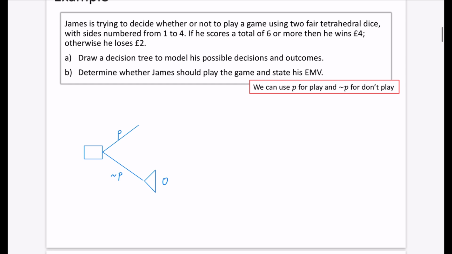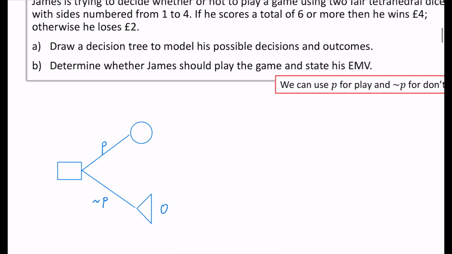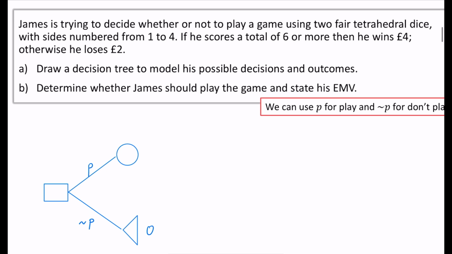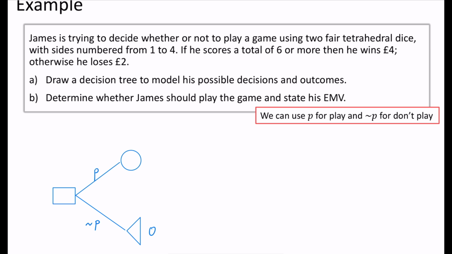Now, this top part is going to be if he plays the game. And we said that if he plays the game, there's going to be a chance of something happening, which is why I'm filling it in with this circle for a chance node. And the two things that can happen is that he can either score a total of 6 or more to win, or he can lose. So I'm going to draw this onto my diagram, and I'm going to label these two things. Now, we know that they're going to end with triangles because there's nothing more that can occur here.